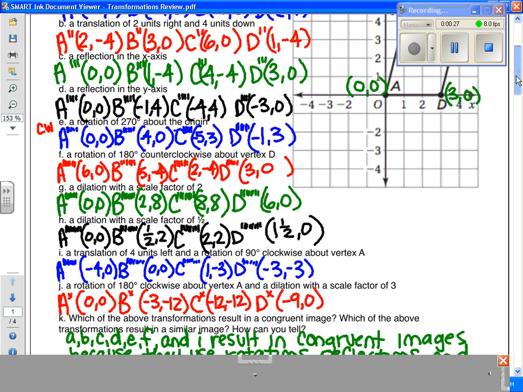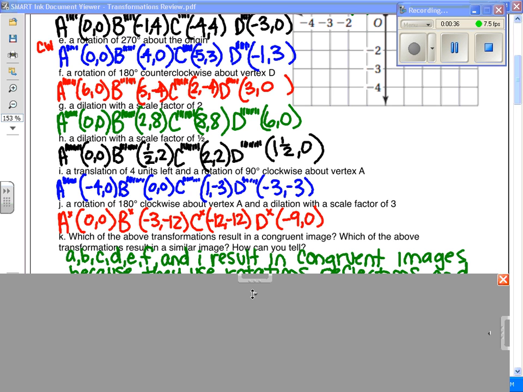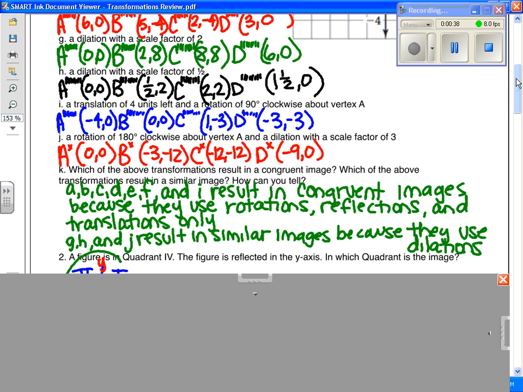All right, part K, which of the above transformations will give you a congruent image and which will give you a similar image? The big thing that you need to know for this, anytime you are using reflections, rotations, or translations, you are going to get a congruent image. Even if you are reflecting it and it's not facing the same direction, that's okay. It still counts as congruent because it's the same shape, same size. If we cut them both out of paper, we could get them to match up.